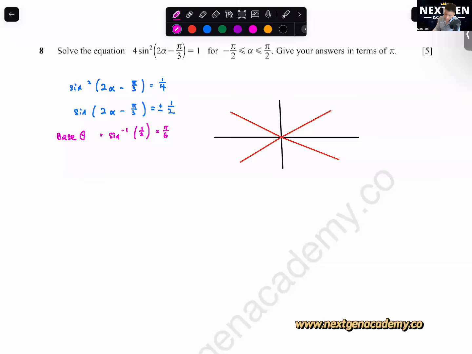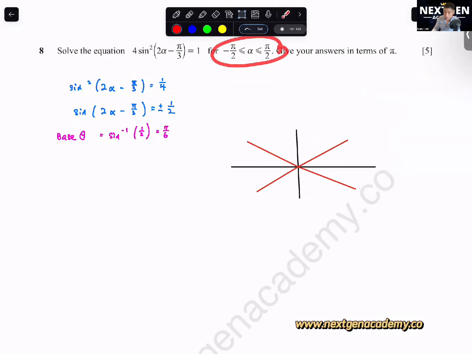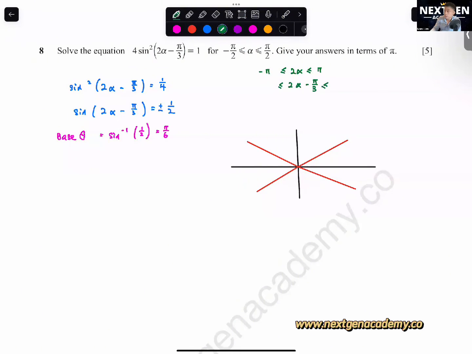Next thing that you need to find is the domain of angles that you want to consider. This is alpha. They are asking you to solve for 2 alpha minus pi over 3, so I will need to find this. So 2 alpha, you multiply 2, so here will be negative pi to pi. Then you minus pi over 3 from both the values, and you will get from negative 4 over 3 pi to 2 over 3 pi.